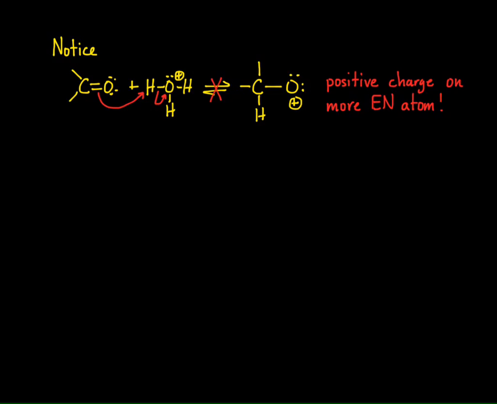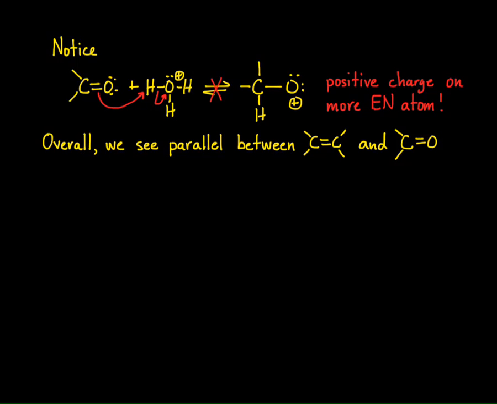Again, think about the molecular orbital diagram and our picture that we've painted of the HOMO of that system, right? That's why the hydrogen always goes to the oxygen. So overall, we see parallels definitely between the alkene and a carbonyl when we're talking about acid-catalyzed hydration.